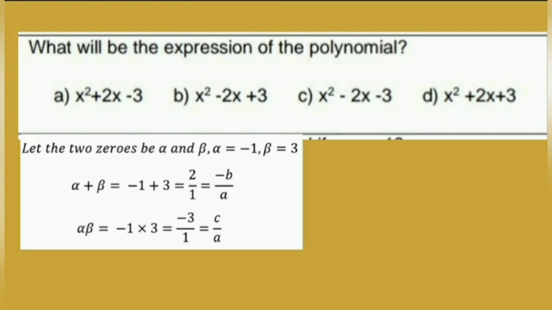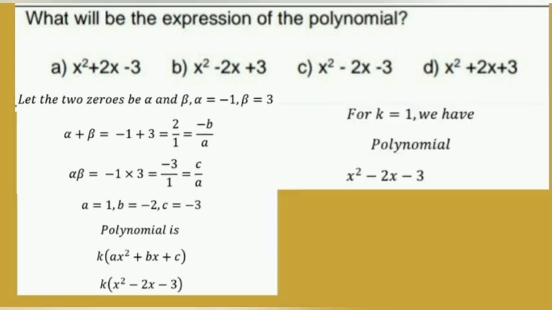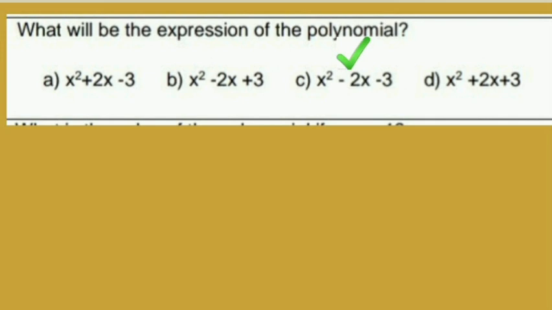So on simply comparing the sum and product that we have calculated with the formulas minus b upon a and c upon a respectively, we come to know that a is 1, b is minus 2 and c is minus 3. So the general form of the quadratic polynomial is k into ax square plus bx plus c. When we put the values respectively, we get k into x square minus 2x minus 3. In all the options given, we can see the coefficient of x square is 1. So that means for k equal to 1, we can have the polynomial as x square minus 2x minus 3. So out of the 4 choices, x square minus 2x minus 3 is the correct answer.